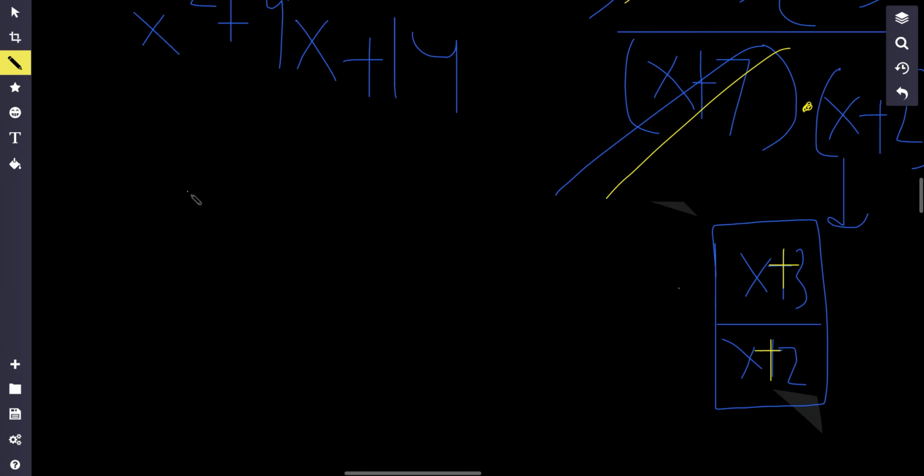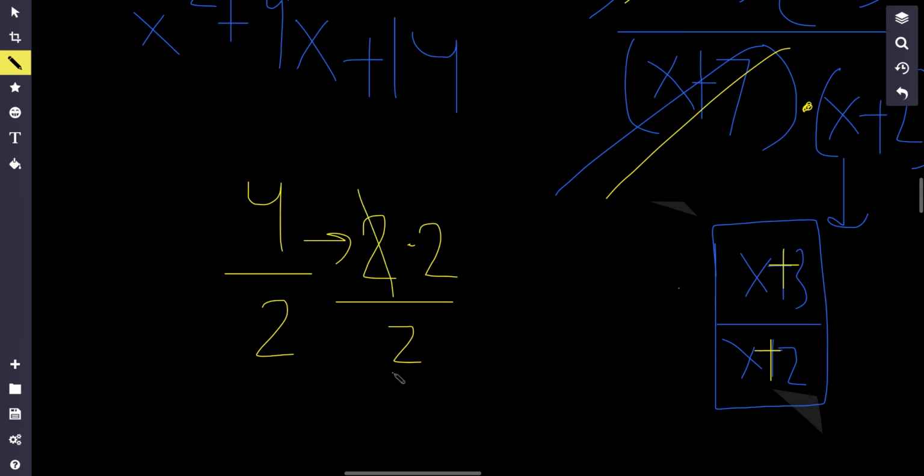All right, think about if you have, let's say, 4 divided by 2. 4 can be rewritten as 2 times 2 divided by 2. So one of the 2's cancels out, right? Because you can think about this bottom 2 as 2 times 1, right? So one of the 2's cancels out, and you just get left with 2.